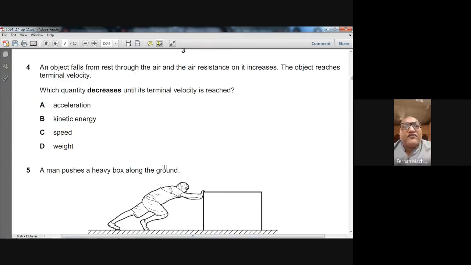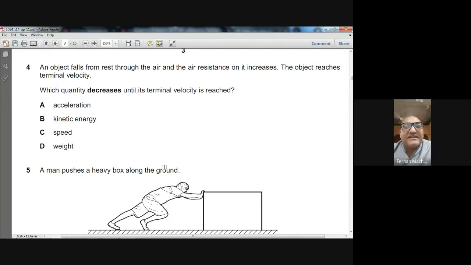An object falls from rest through the air and the air resistance on it increases. So air resistance is present. The object reaches terminal velocity. Which quantity decreases until terminal velocity is reached? You see, try to understand this. Whenever air is present and you drop an object, what will happen? Its velocity at the start will be 0 and the velocity will gradually increase. At the start, especially on Earth, the acceleration will be 10.